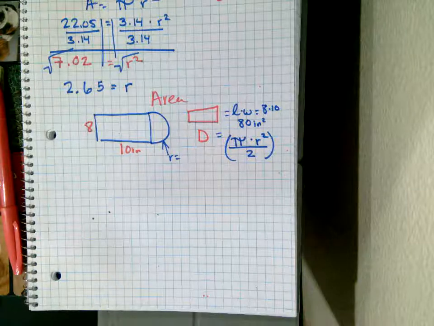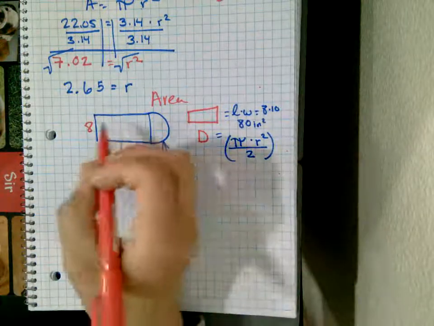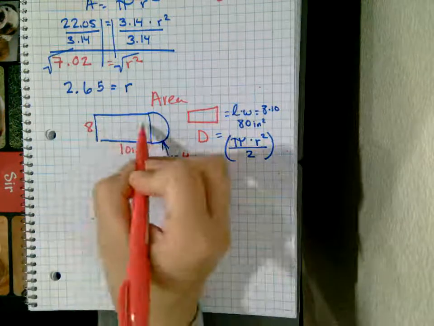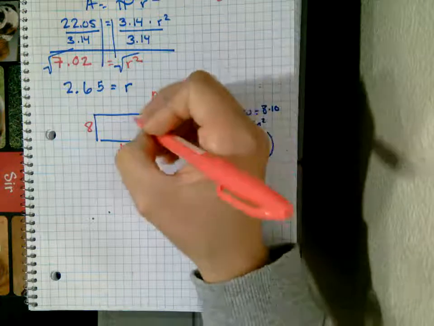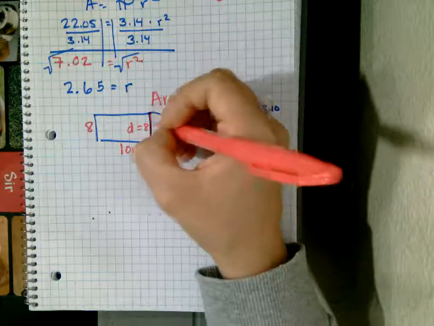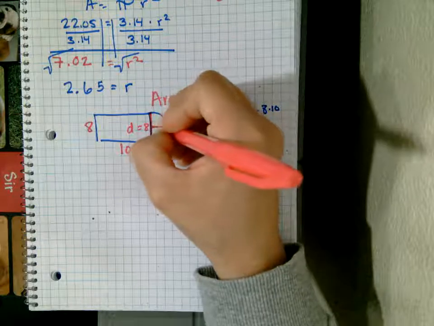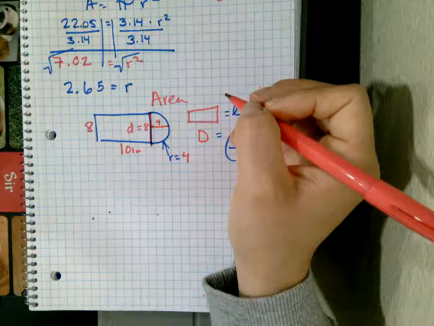Yep, 4. Because if you have a rectangle, 8 is over here, right? So 8 represents this whole line. Well, 8 would actually be your diameter because it would be the whole line. But if I'm just looking for the radius, it would be half of your 8, so it would be 4. They love to hide the numbers.